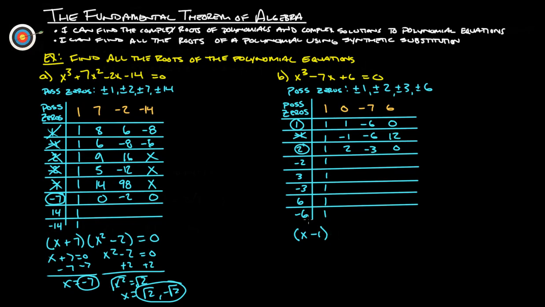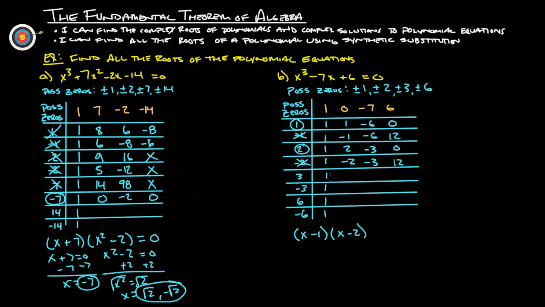Right, because now we know that one of these other factors is x minus 2, which is 0, right? And then we can just keep going to figure out what the last one is, since we're moving along anyway. Negative 2 times 1 is negative 2. Negative 2 and 0 is negative 2. Negative 2 times negative 2 is 4. 4 minus 7 is negative 3. Negative 2 times negative 3 is 6. 6 and 6 is 12, so that does not work.